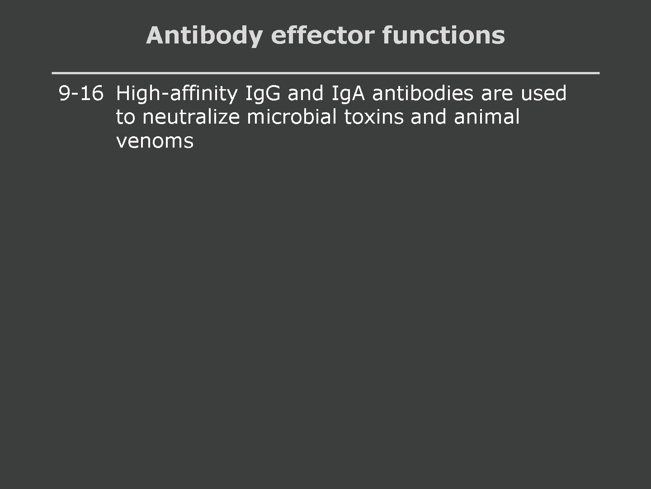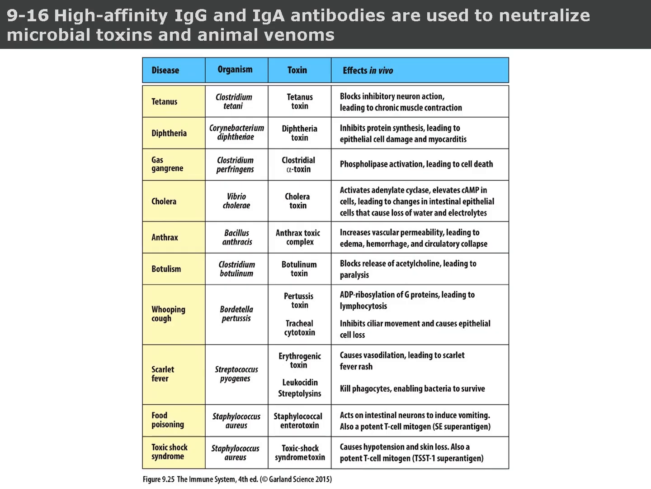High-affinity IgE and IgA antibodies are used to neutralize microbial toxins and animal venoms. This table summarizes how high-affinity IgE and IgA antibodies protect us by neutralizing microbial toxins and venoms, which can cause severe disease even at low concentrations. Each row shows a specific disease, the organism responsible, the toxin involved, and the effect it causes in the body.